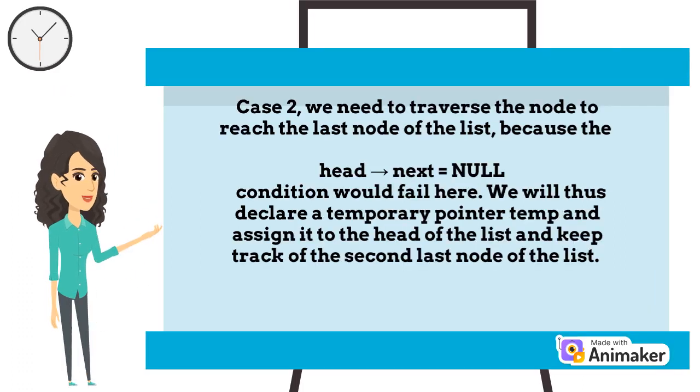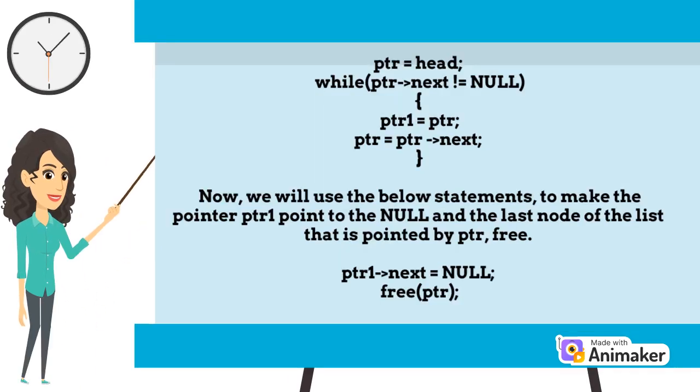Case 2. We need to traverse the node to reach the last node of the list, because the head next equals null condition would fail here. We will thus declare a temporary pointer temp and assign it to the head of the list and keep track of the second last node of the list. For this purpose, we can use these statements, where we are using two pointers ptr and ptr1 to point to the last node and the second last node of the list, respectively. ptr equals head, while ptr->next not equal to null, ptr1 equals ptr, ptr equals ptr->next.